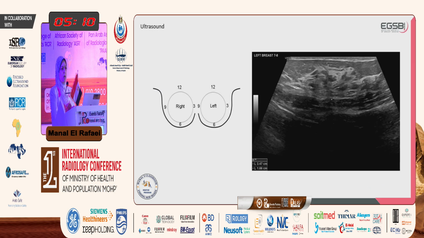On the ultrasound, we usually use the clock face. So both are 12 o'clock on the right and the left, and both are 6 o'clock. 3 and 9 o'clock are different, right from left. So when I describe the lesion from the ultrasound perspective, I have to use the clock face technique.